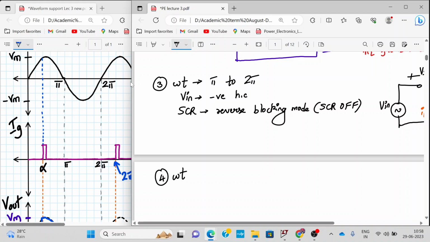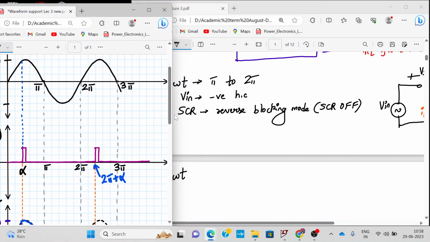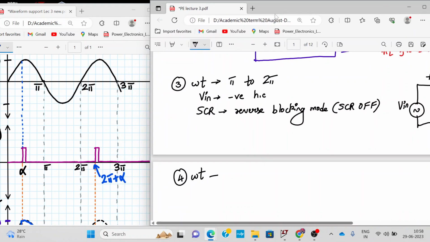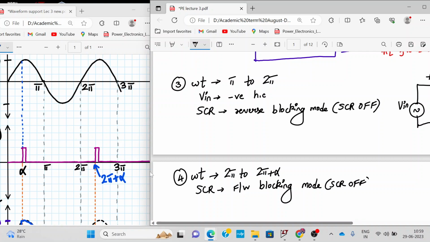When omega t is varying, omega t is going from 2 pi to 2 pi plus alpha. Alright, so trigger pulse happens at 2 pi plus alpha. So from 2 pi to 2 pi plus alpha, my SCR is no doubt in the forward blocking mode. So the first condition is satisfied. SCR is in the forward blocking mode. So that means SCR is off still, because no gate pulse is applied. So no IG applied still.